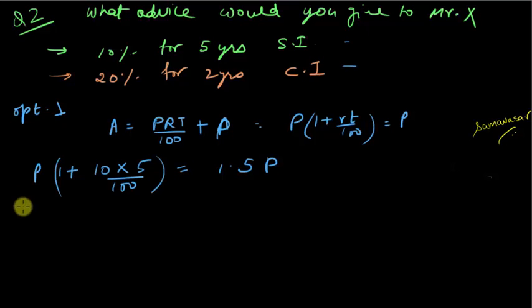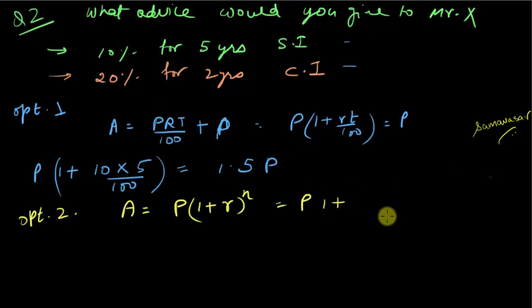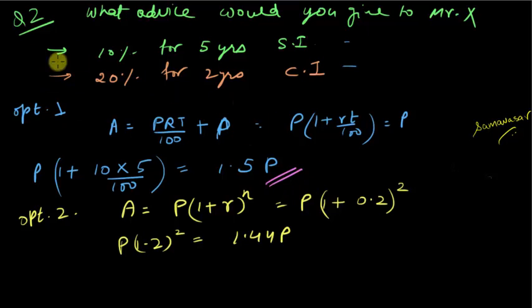Now we move on to option number 2, which is a compound interest scenario. The amount is equal to principal into 1 plus r raised to the power n, which is equal to principal into 1 plus interest rate 0.2 or 20 by 100, raised to the power 2. So this is equal to principal into 1.2 raised to the power 2, which is equal to 1.44P. Obviously the number for option 1 is greater, so option 1, that of the simple interest, will be more beneficial for our Mr. X. So your advice would be to go for the simple interest case.